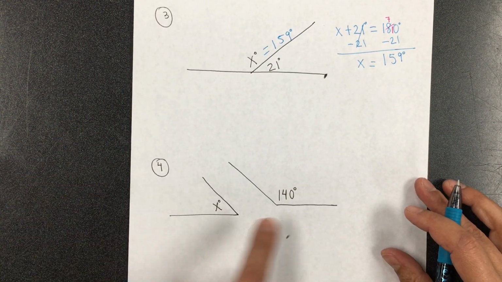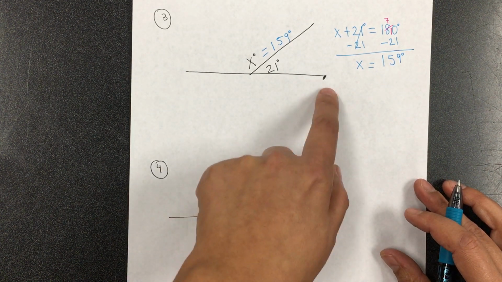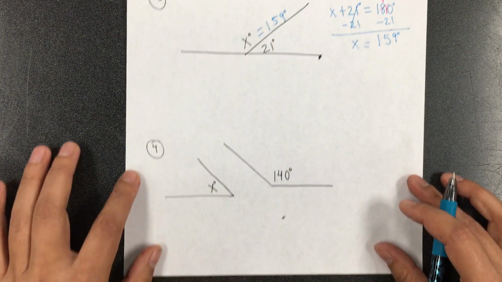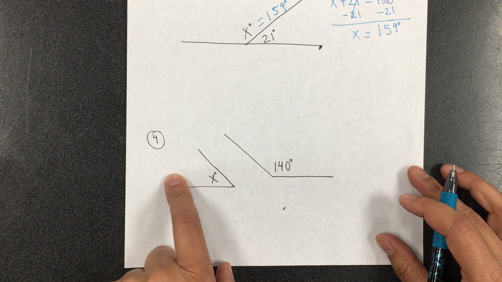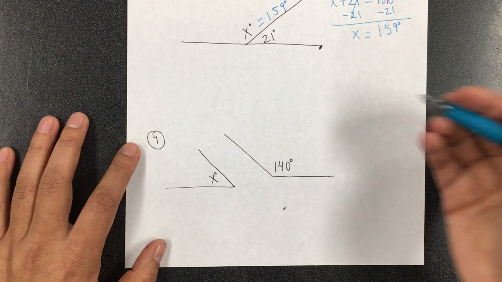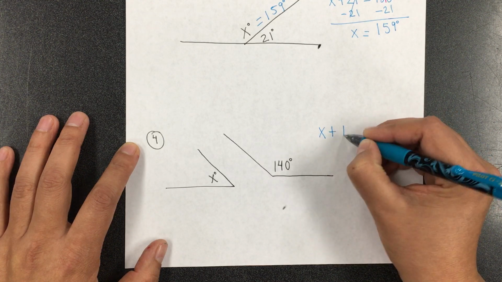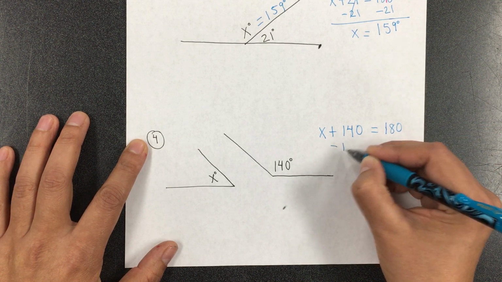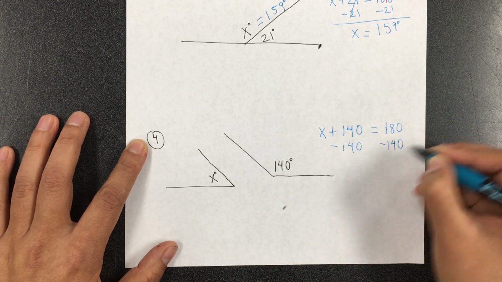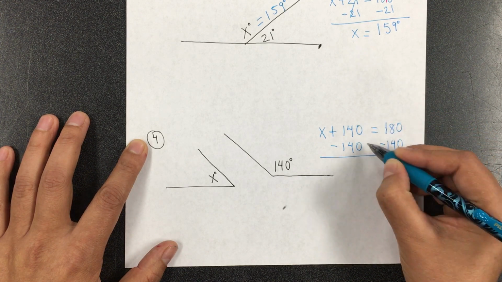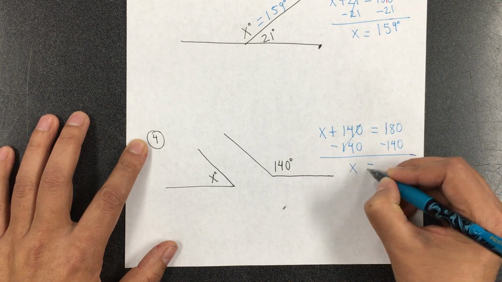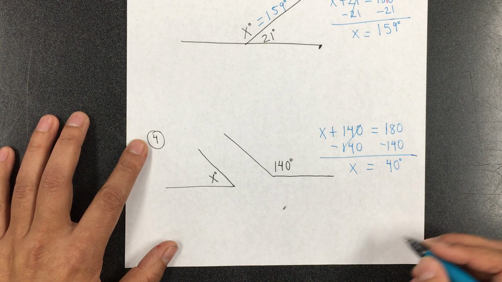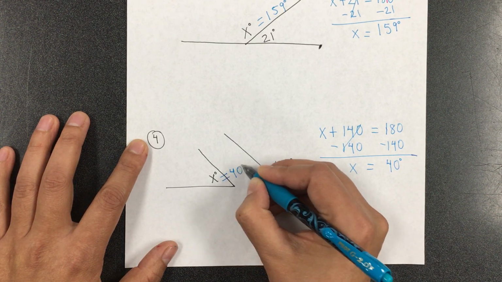Okay, for the next one, again, this one is not over a straight angle or a straight angle cut into two different angles, but rather there are two separate angles and they just tell us that they're supplementary. So again, it's going to be x plus 140 is equal to 180. We subtract 140. Again, you don't have to worry so much about the little circle for degrees until the end. And so 180 minus 140 is 40 degrees, and so x equals 40 degrees.